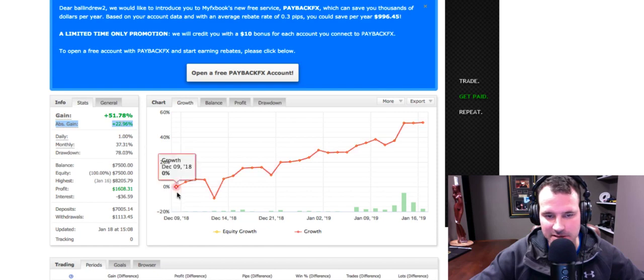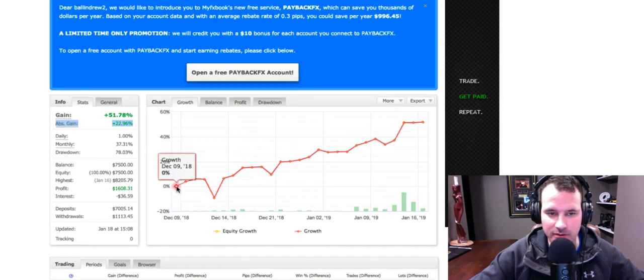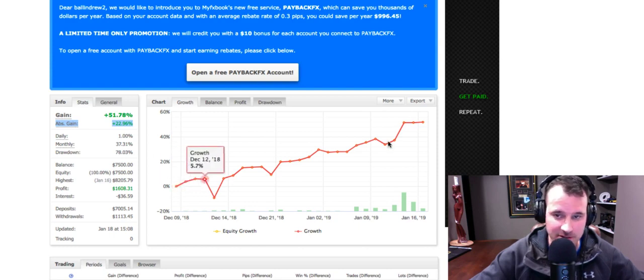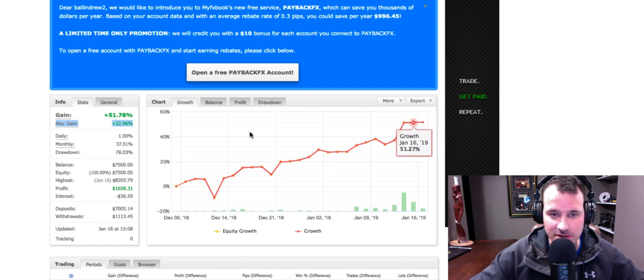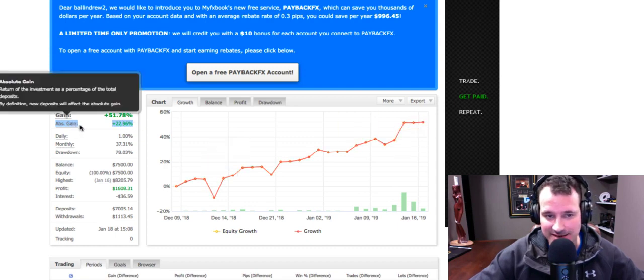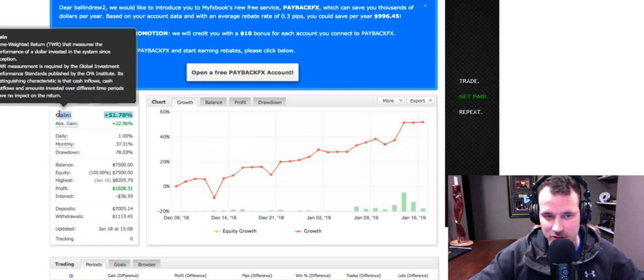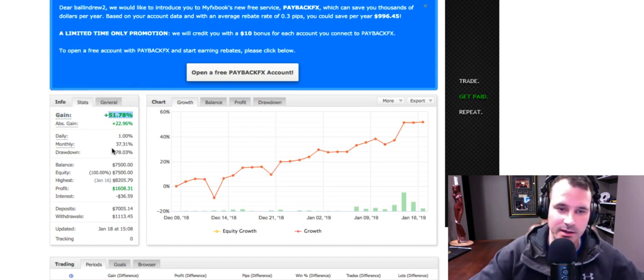ABS gain basically means the growth of your account through adding funds to your account as well. Okay, so you have to remember these accounts start off at $1,000. Now they're at $7,500, which would bring that ABS gain down hugely. This here is the actual gain through your Forex trading account. Okay, so I just wanted to point that out as well.